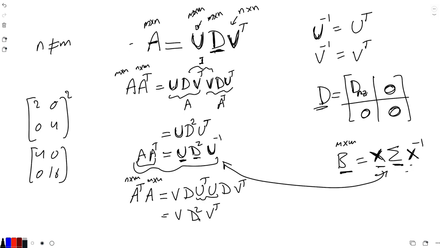Again here, all the columns of V are the eigenvectors of A transpose times A, and D square contains the eigenvalues of A transpose times A. V transpose, of course, is the inverse of V, so it can also be written V minus 1. This is the reason that in singular value decomposition, U contains the eigenvectors of A times A transpose, and V the eigenvectors of A transpose times A.